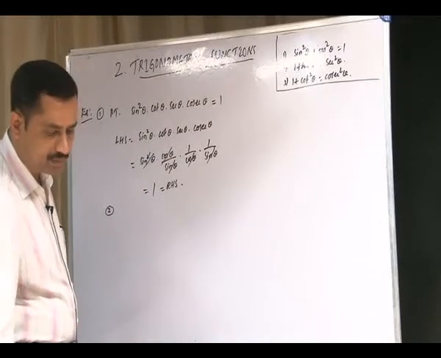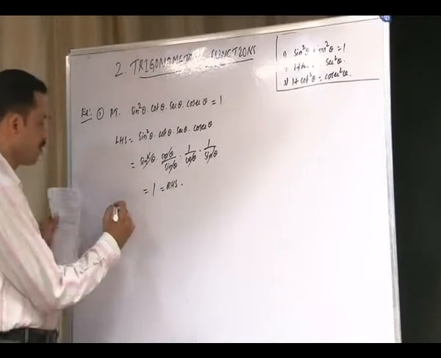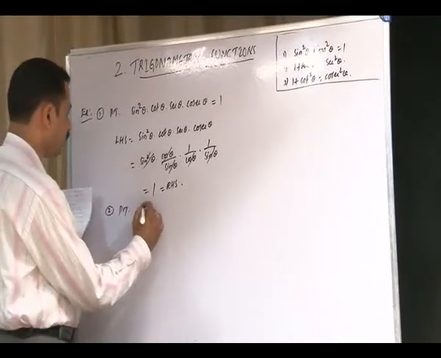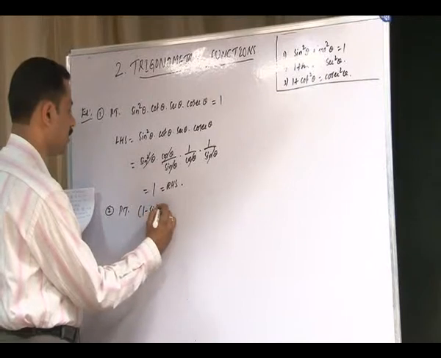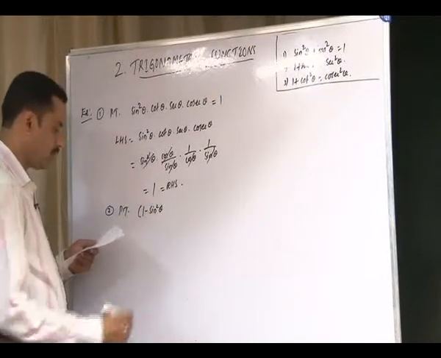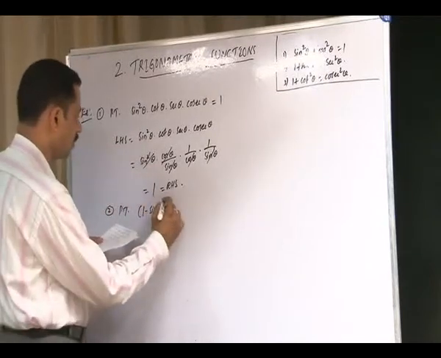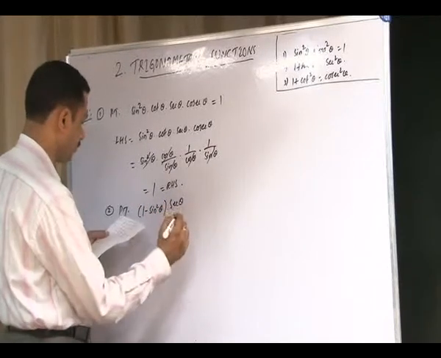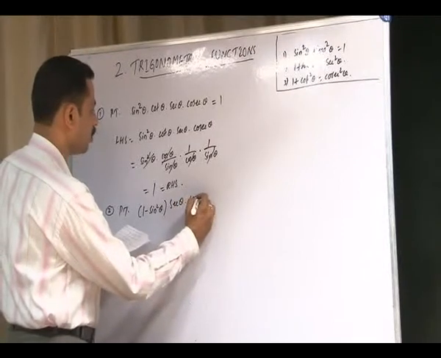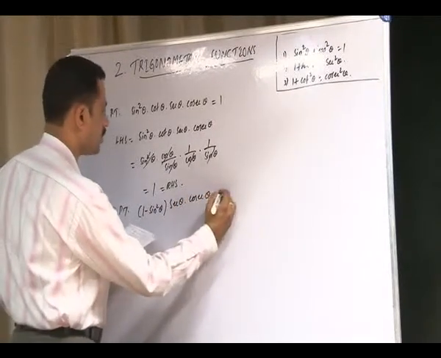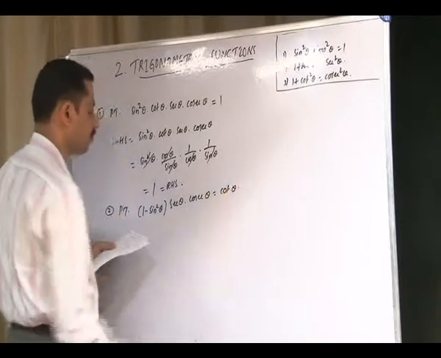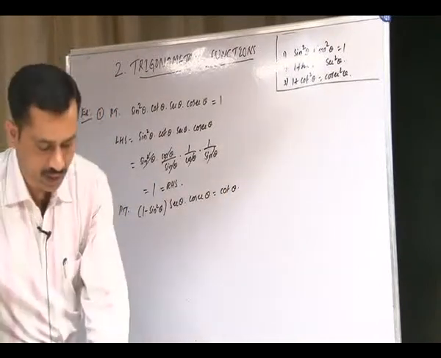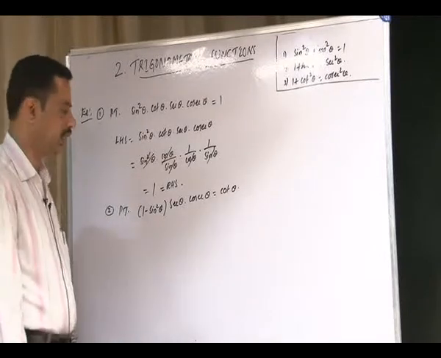Second one, prove that 1 minus sin square theta into secant theta into cosecant theta is equal to cot theta. Prove that 1 minus sin square theta into secant theta into cosecant theta is equal to cot theta.